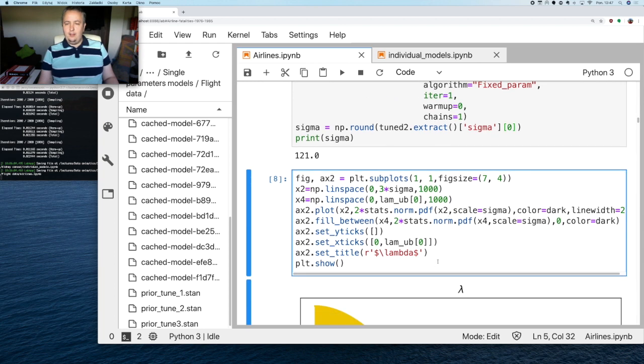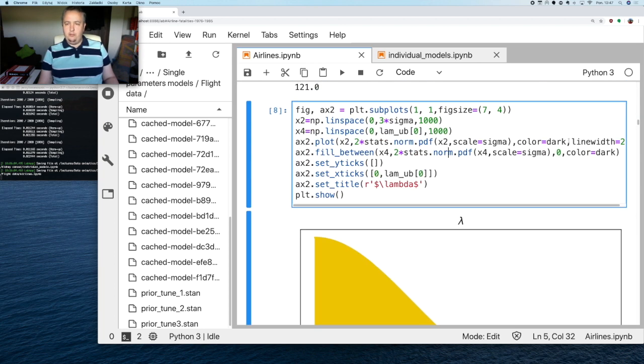So let's see how it looks. Again, we can plot our distribution.